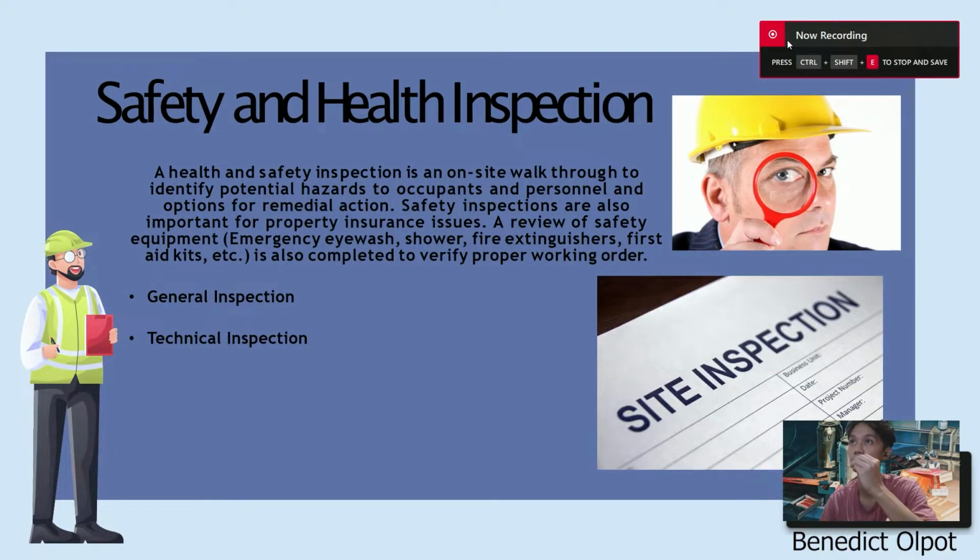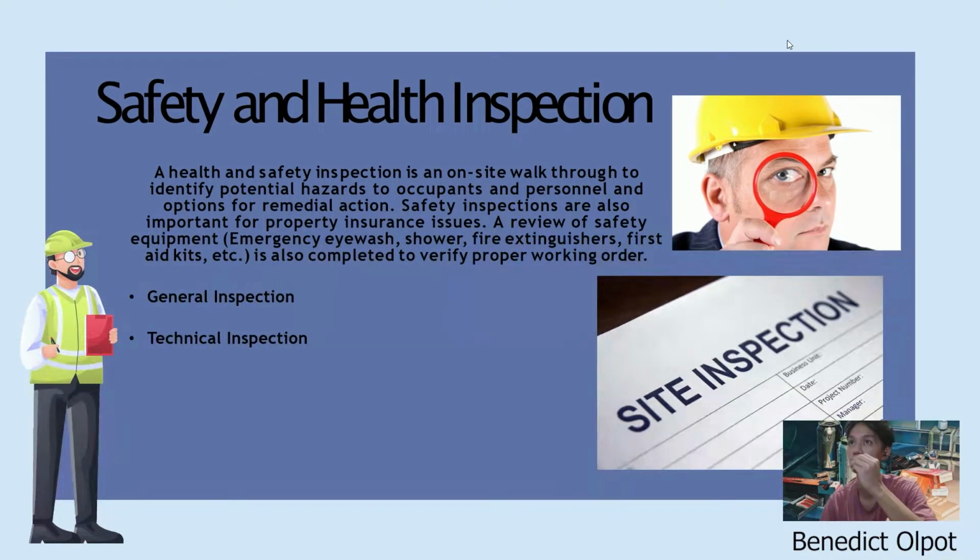Safety and health inspection. A health and safety inspection is an on-site walkthrough to identify potential hazards to occupants and personnel and options for remedial action. Safety inspections are also important for property insurance issues. A review of safety equipment, for example, the emergency eye wash, shower, fire extinguishers, first aid kits, etc., is also completed to verify proper working order.